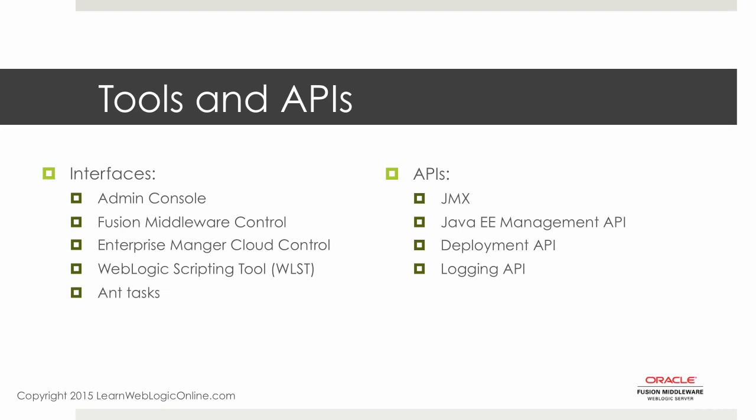Now, if you're a programmer, WebLogic comes with a series of APIs allowing you to develop applications that can also manage WebLogic. There's the JMX or Java Management Extension, which is a standard for managing MBeans or management beans, and we'll get into MBeans later on in this course. There's also the standard Java EE Management API, a WebLogic Deployment API for managing WebLogic deployments, and a logging API where you can develop custom logging providers for your domain and your application.